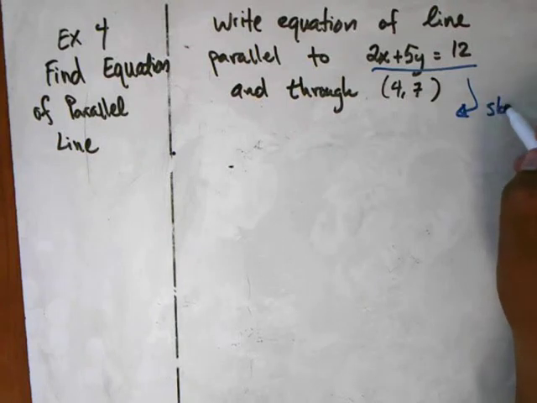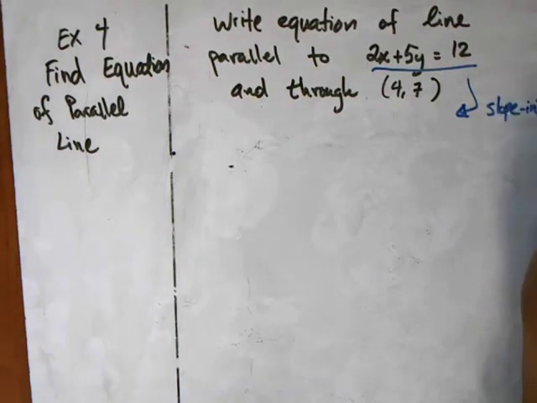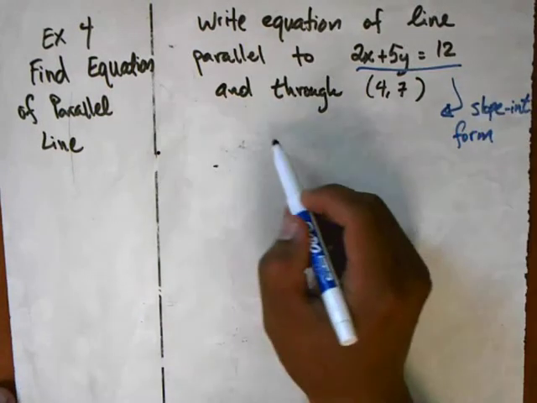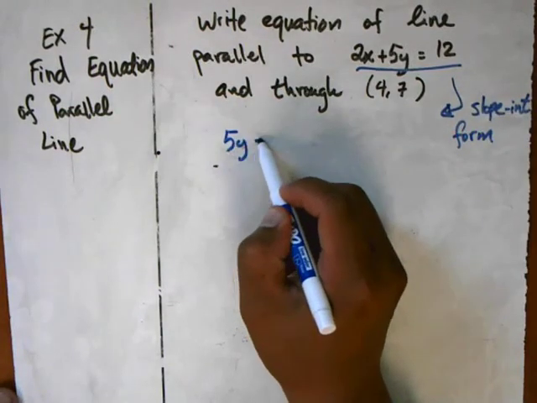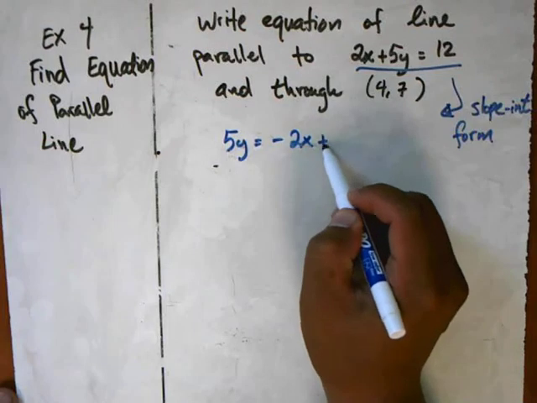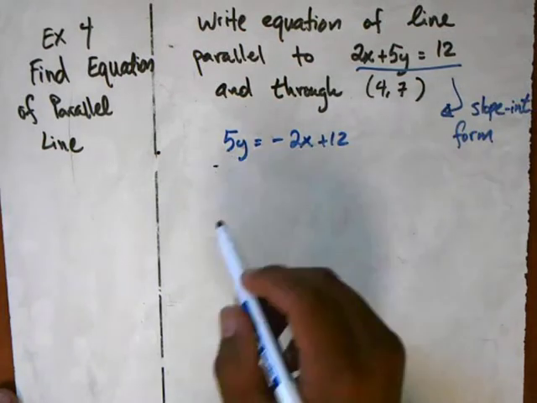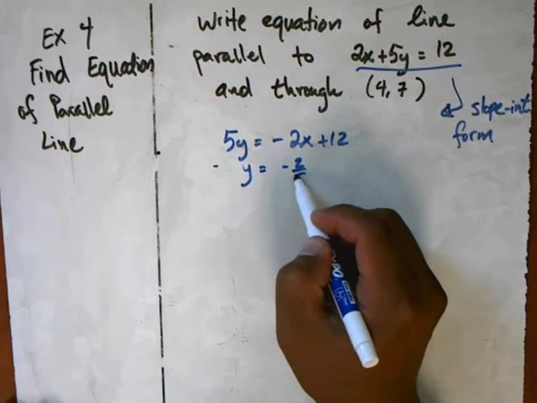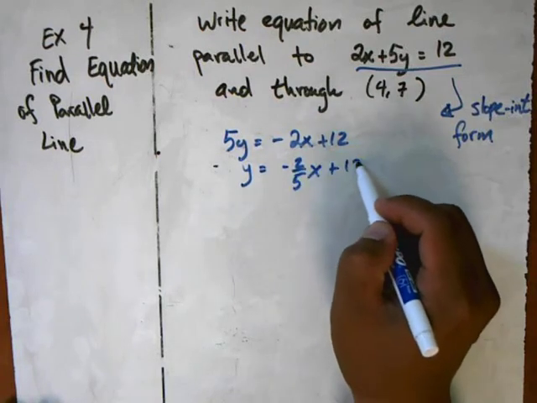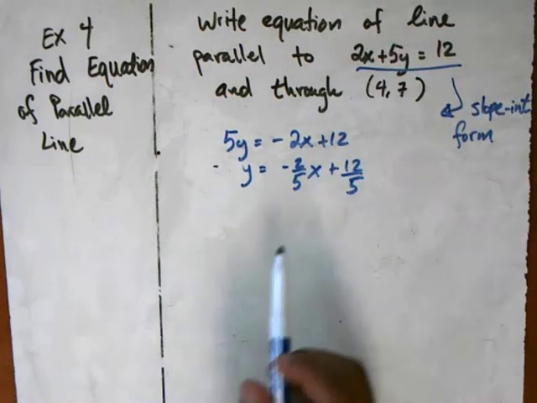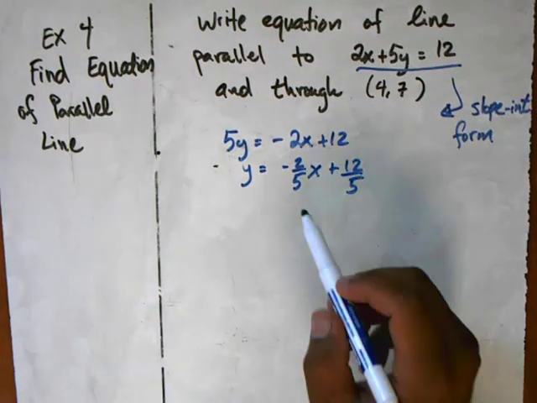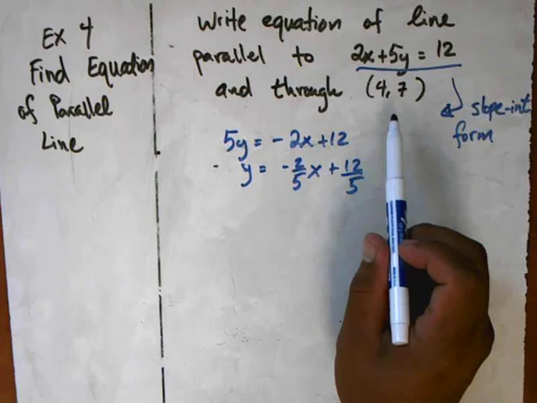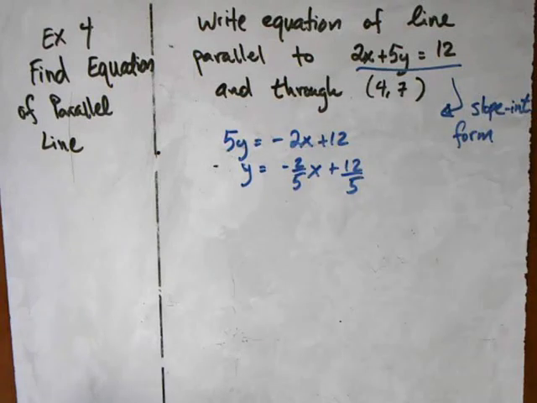Okay, so convert this to slope-intercept form. I get 5y equals -2x plus 12. And then I'm going to divide everything by 5. So y equals -2/5 x plus 12 over 5. Okay, so this is slope-intercept form. So I need to find a line that's parallel to this line and goes through this point.